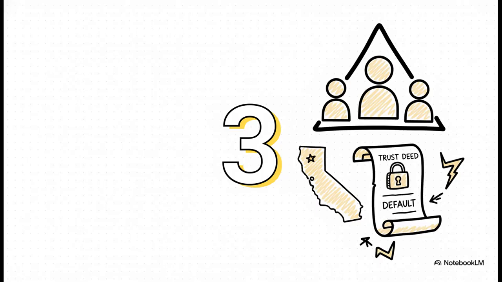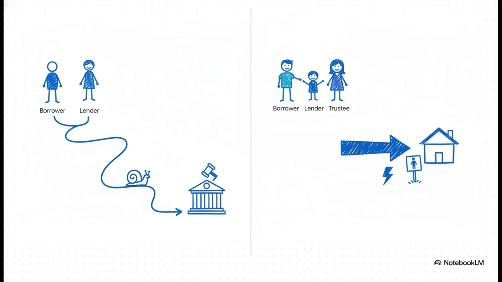And that number, 3, that's the magic number here. That's the key difference. A trust deed has 3 parties, not 2. You'll see this a lot in states like California, and believe me, it completely changes the game if the loan goes into default. So let's connect the dots.